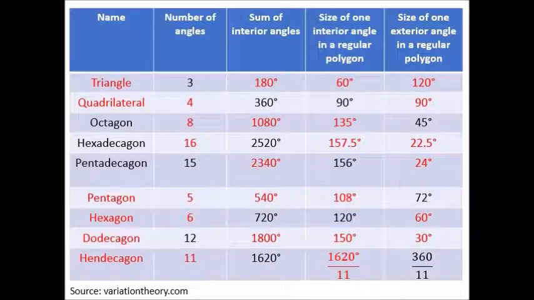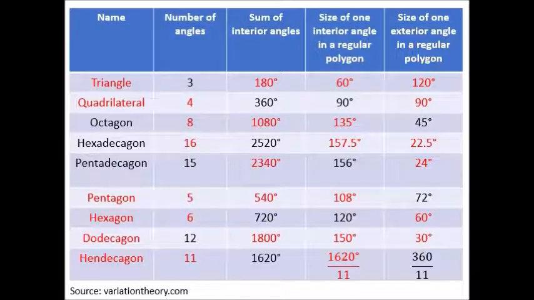Okay, so here are the answers to those questions. A three-sided shape is of course a triangle and the angles add up to 180 degrees. If we do 360 divided by 3, we get 120 degrees as our exterior angle. Subtract that from 180 to get 60 degrees as an interior angle.